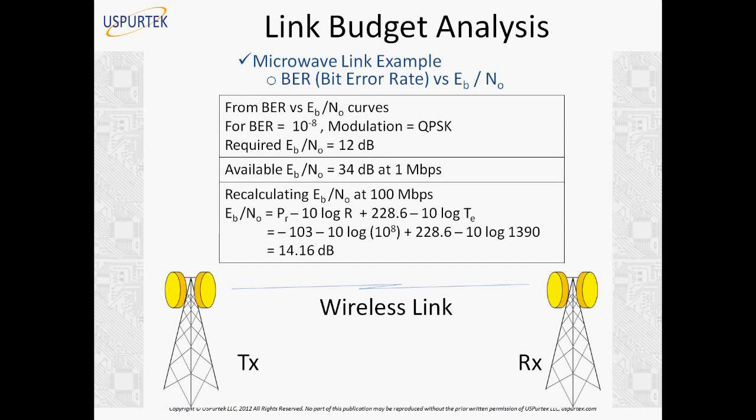Now you see, after the calculation, it gets reduced to 14.16 dB. Whereas at 1 megabit per second, we had 34 dB. At 100 megabits per second, our energy per bit is much less, 14.16 dB. But still, if you look at the requirement, our required Eb/N0 is only 12 dB. Still, we are within the range.